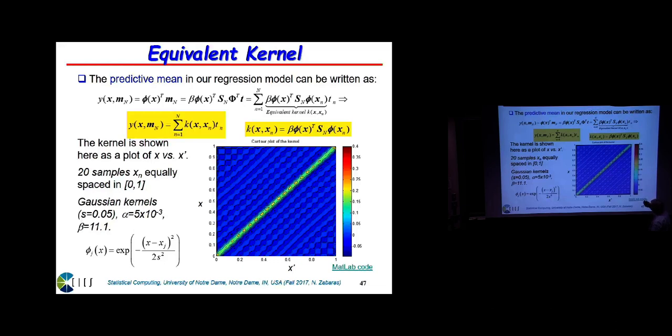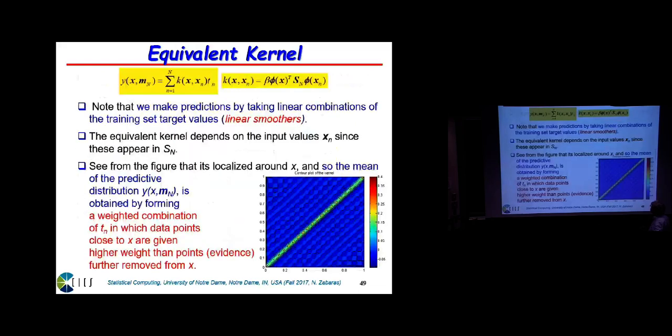Rather than introducing kernels through these functions phi, start directly with a kernel defined between two points x and x prime, then evaluate this kernel at x and xn for each of the data points, and do predictions using that. That will give you kernel methods. And of course, you can push those to fully non-parametric methods, and this, as we will see, can make sense in the context of Gaussian processes and the like.